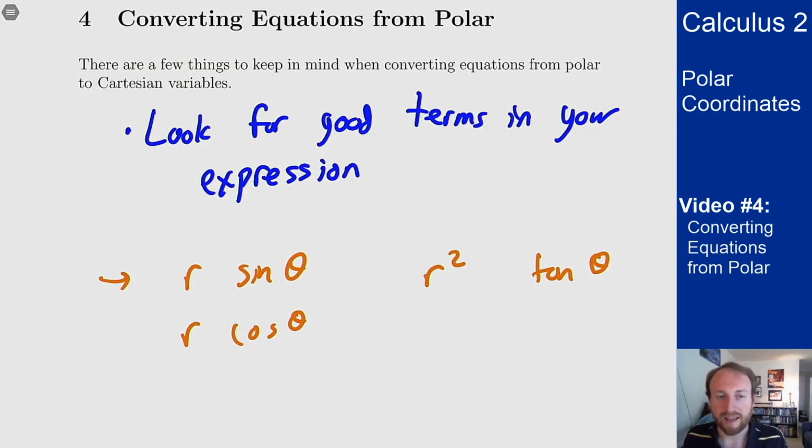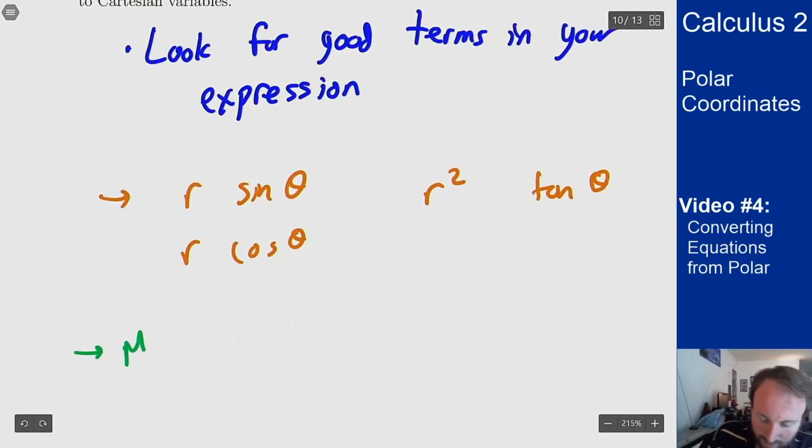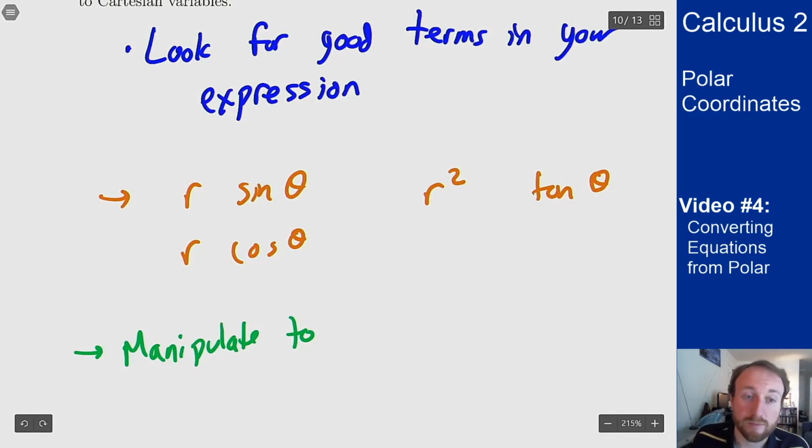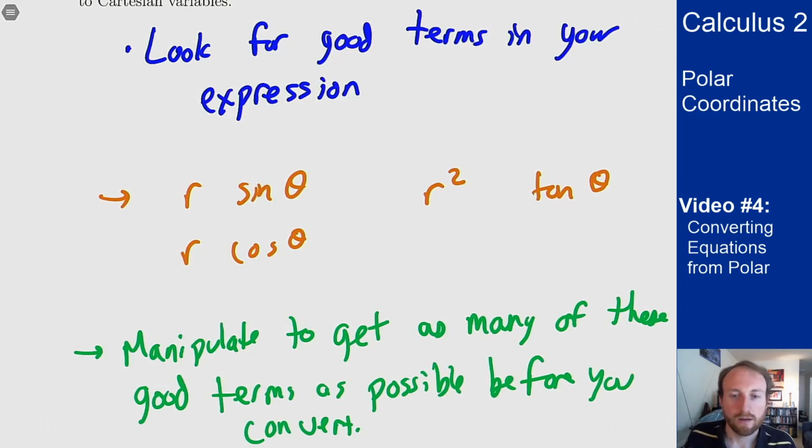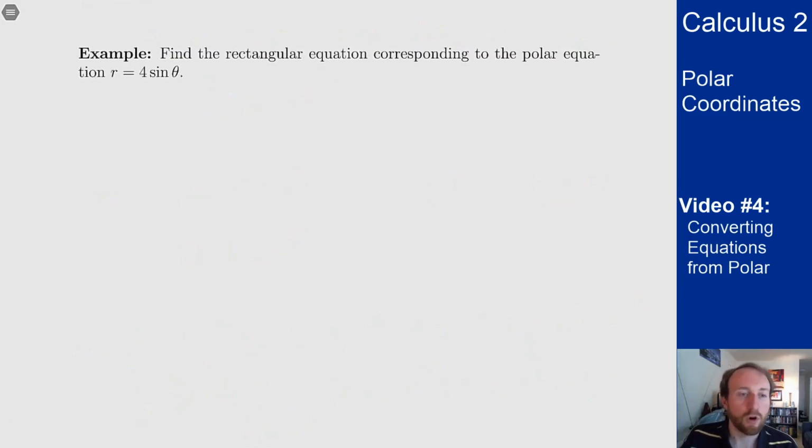If you can make it have these terms first before you try to convert, that'll make your life a lot easier. So you want to manipulate to get as many of these good terms as possible before you try to convert into rectangular coordinates. In the example here, we'll showcase what that looks like. So I want to convert the polar equation r equals 4 sine of theta into rectangular coordinates. So I could try to plug in right away, but that's going to get kind of annoying because I have a square root somewhere and some weird denominators and stuff, and I don't want to deal with that.